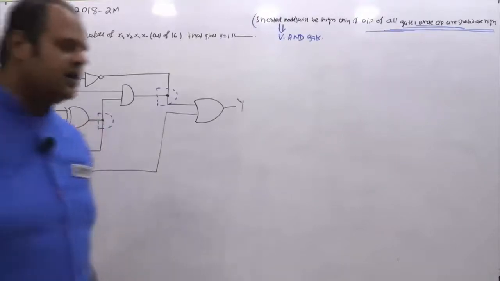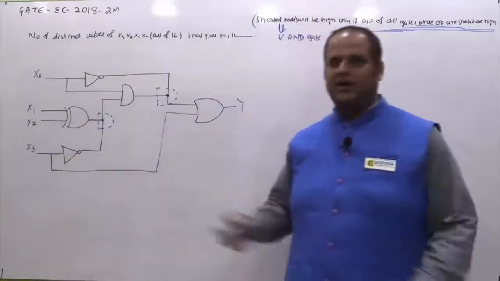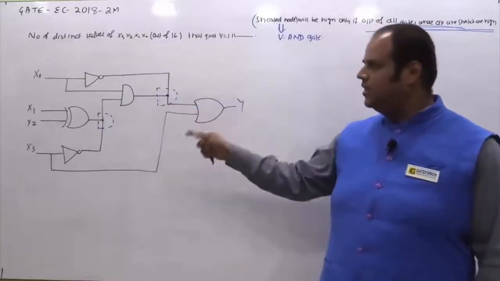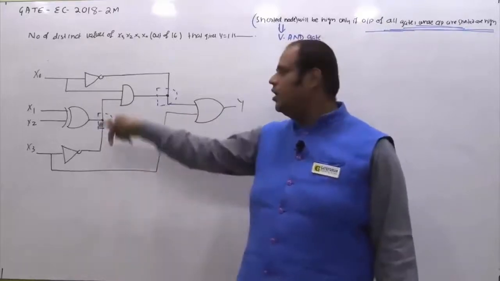What is the behavior of an AND gate? When all of the inputs to the AND gate are 1, then the output is 1. That's what it is. When all of the gates whose outputs are connected are 1, then only it will be 1. So this node is equivalent to the AND combination of those gate outputs which are shorted here.